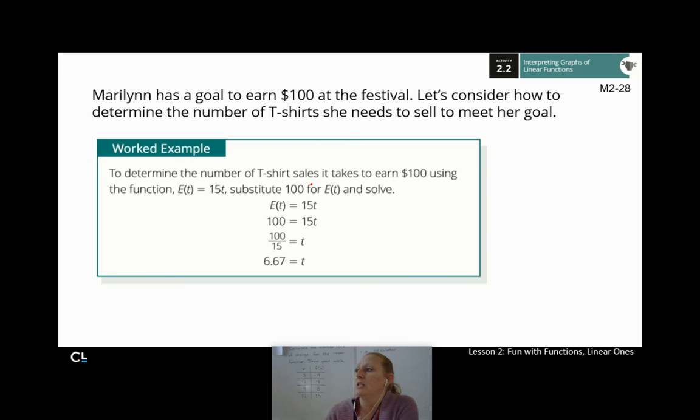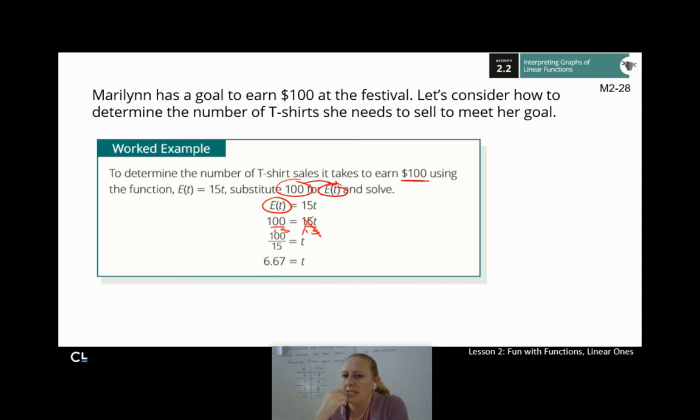So to determine the number of t-shirt sales it takes to earn $100 using the function E of t equals 15t, that $100 gets substituted in for E of t. So instead of E of t, that's where my $100 is going to go, because that's our earnings, right? We said E was our earnings. She wants to earn $100. So fine, I set it up as 100 equals 15t. We divide by 15 on both sides. I grab a calculator because that's what it's there for. 100 divided by 15 is 6.67.